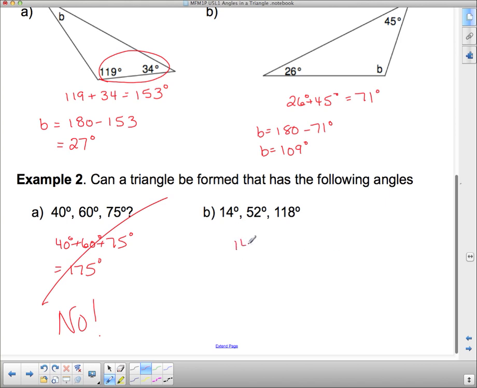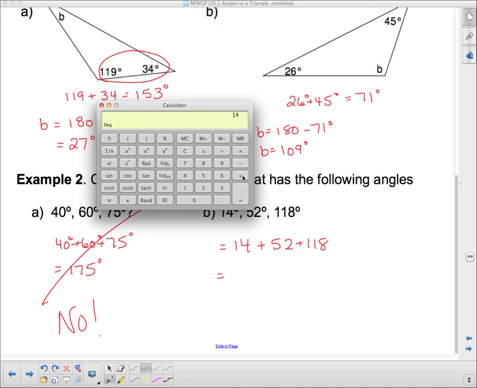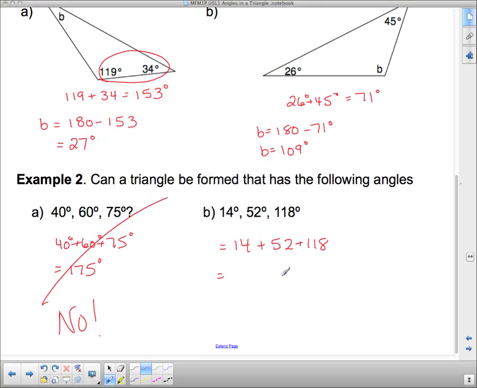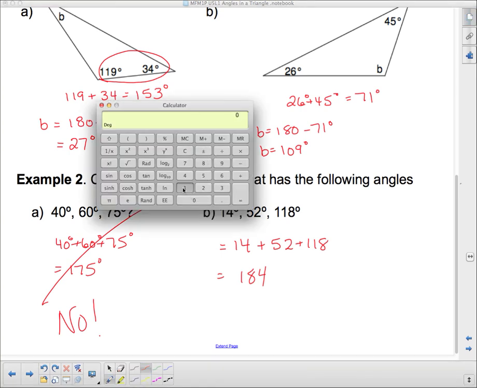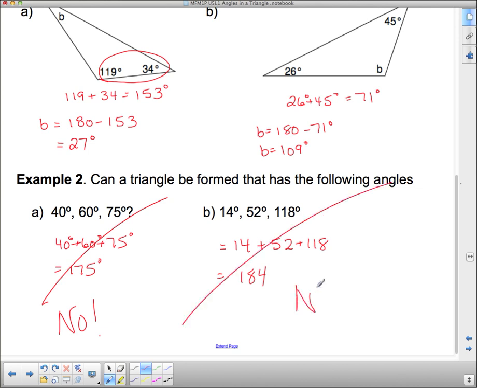Let's try this one. 14 plus 52 plus 118. Can't do that in your head? This one was easy in your head: 40 and 60 and 75 is 175, no good. Can't do it in your head? Pull out your trusty calculator if you really need to. 14 plus 52 plus 118 equals 184. Let's try that again. Clear. 14 plus 52 plus 118 equals 184. So what's our answer? No! Cannot form a triangle with that. It was not 180 degrees. We should put degree symbols on all of these things.